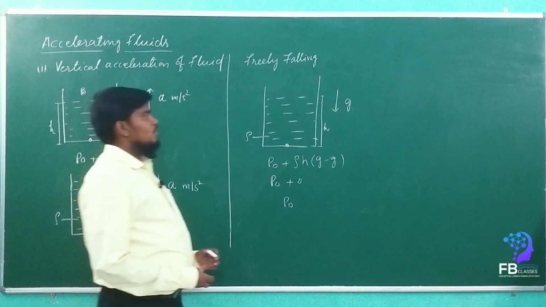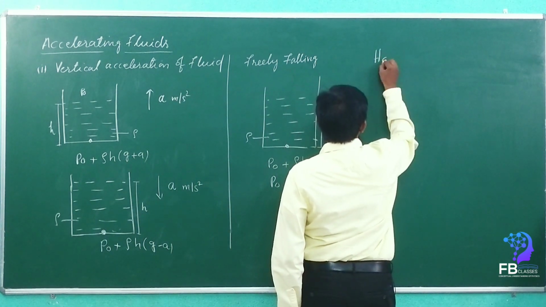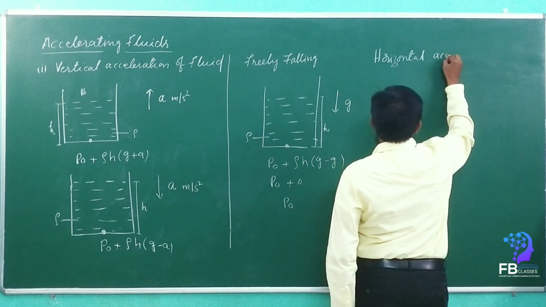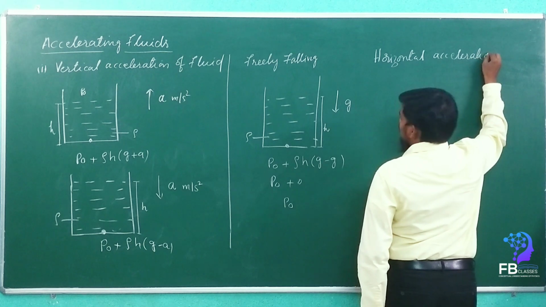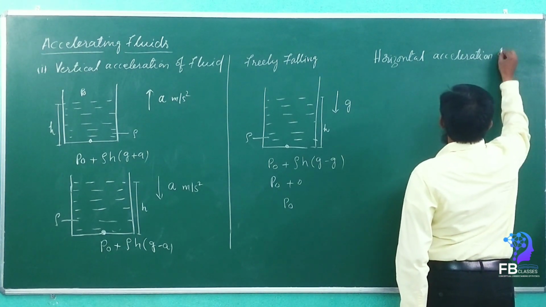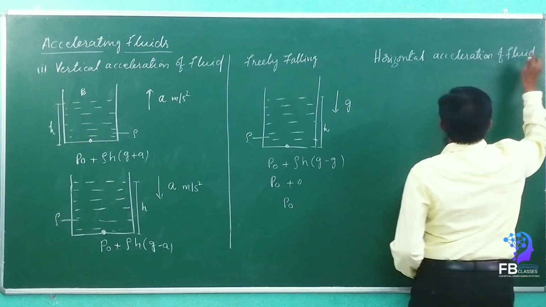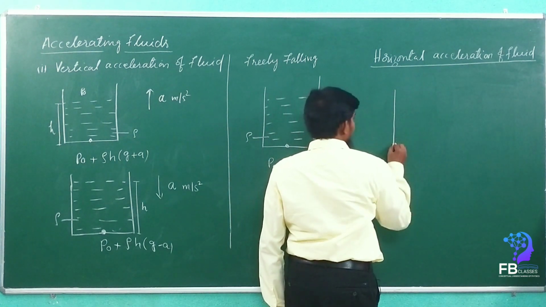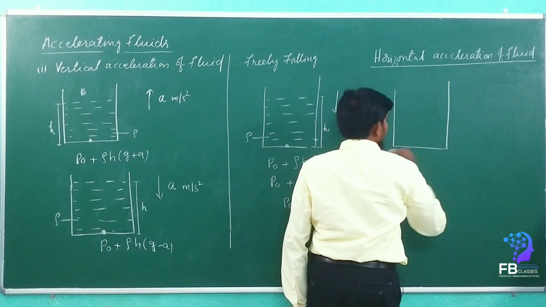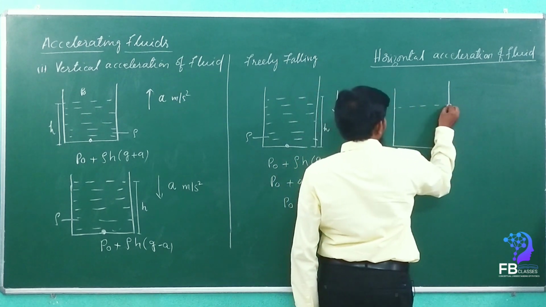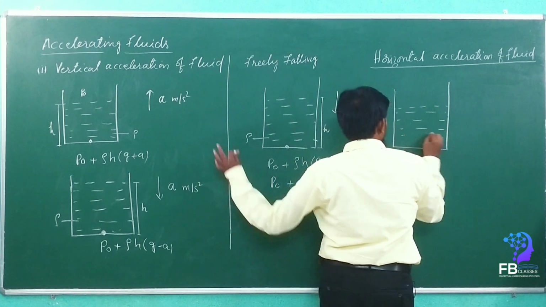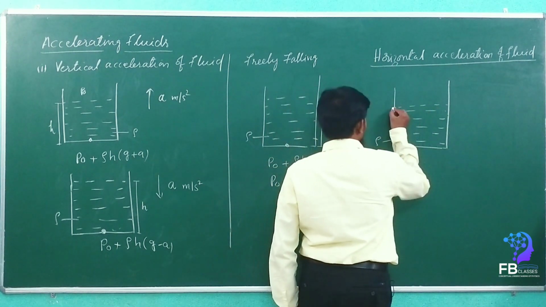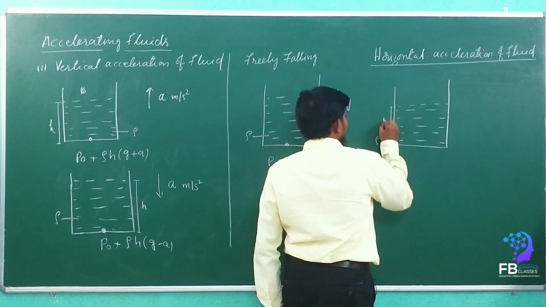Okay. So let me see the horizontal acceleration. Horizontal acceleration of fluid. Okay. In the horizontal direction, what will happen? For example, consider if this is the container. This container has liquid of height h. Same container we are taking, and the density is rho, and its height is h.